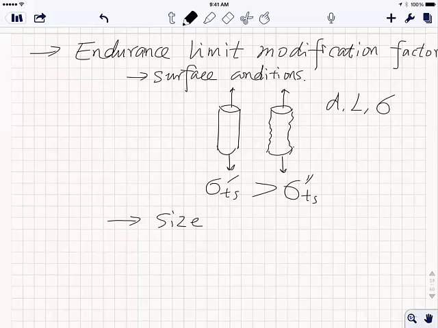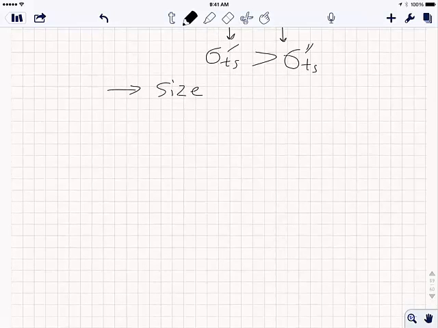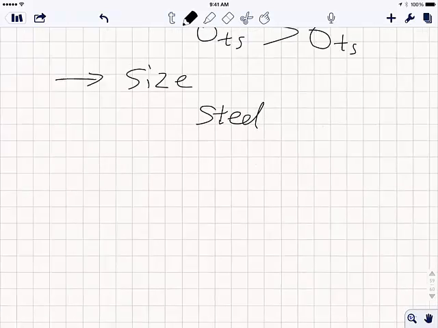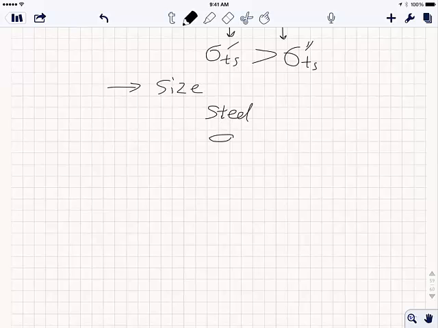If I have a steel rod, what's wrong, Andres? Is that sigma, is that strength or stress? Strength. Oh, yeah, okay. Tensile strength, TS. Tensile strength. Oh, okay.